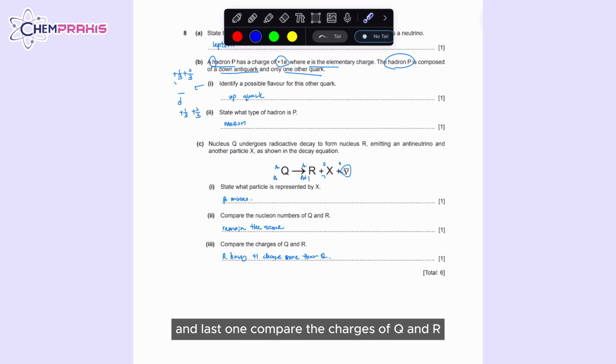And last one, compare the charges of Q and R. So your Q will be B and your R will be B plus 1. So your R will have positive 1 charge more than Q.